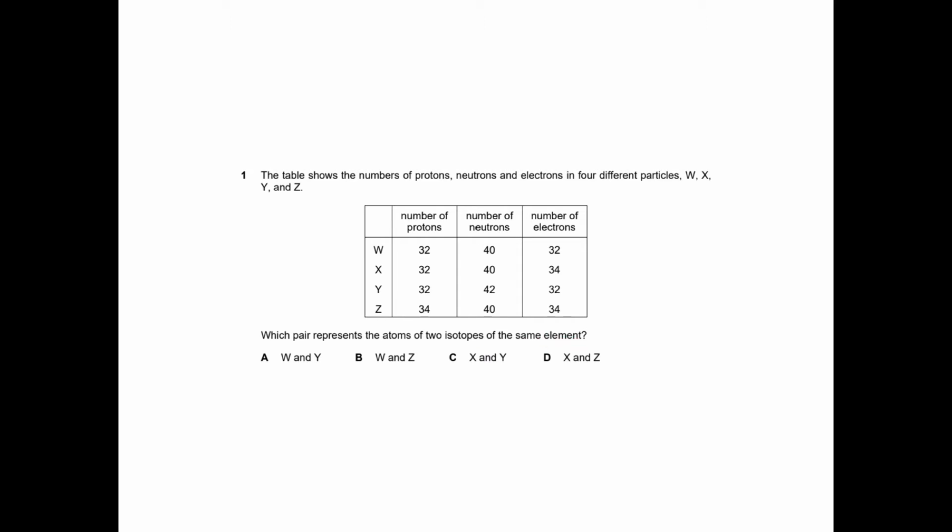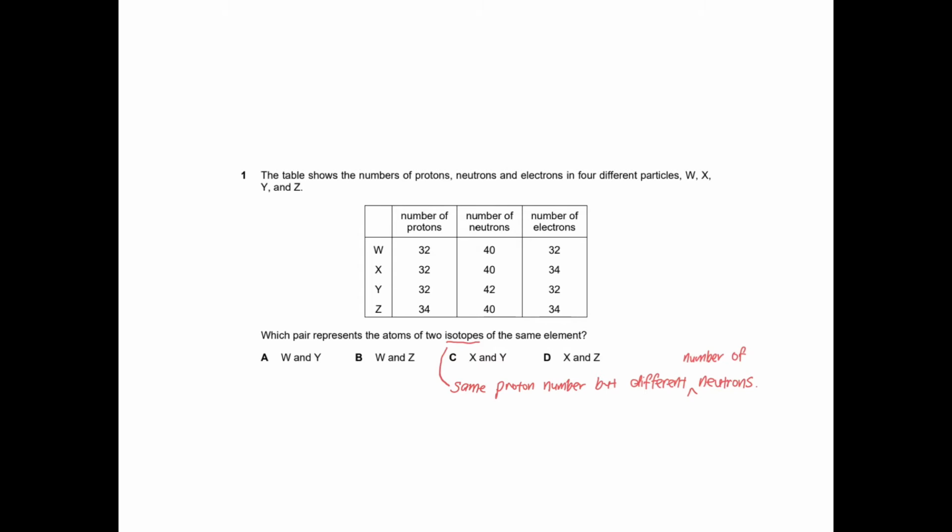So first of all, to answer these questions, we need to understand that isotopes must have the same proton number but different neutron numbers, a different number of neutrons.